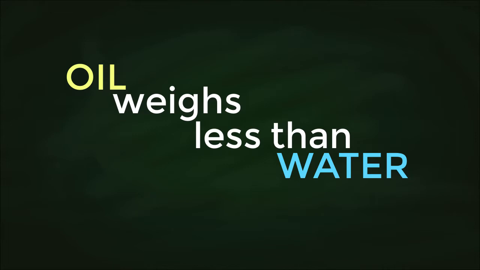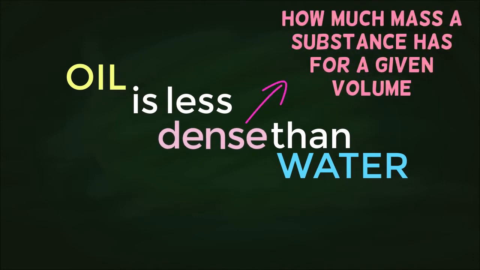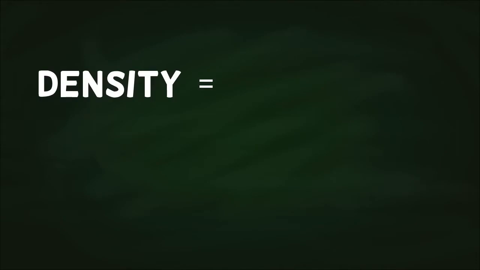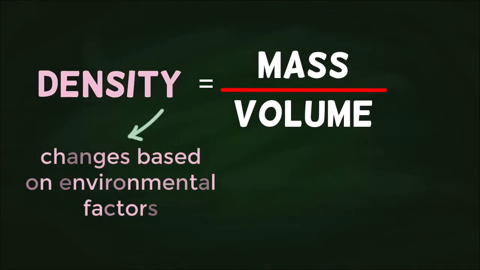Another way to describe this is to say that oil is less dense than water. Density is simply a way of describing how much mass a substance has for a given volume. We calculate it using the following equation. Density equals mass divided by volume. Interestingly, the density of a substance isn't constant. It changes, and it changes depending on lots of different environmental factors.